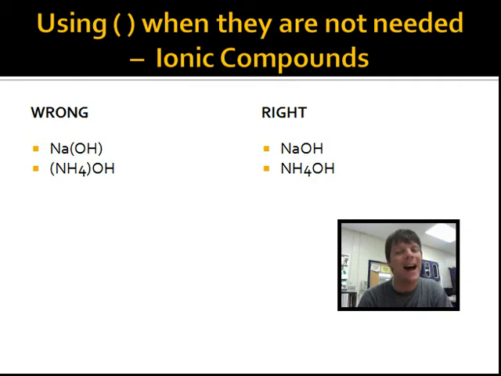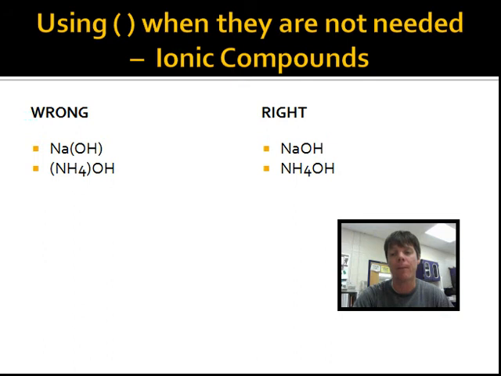It's important to not use parentheses if they're not needed. If you're only going to have one of a polyatomic ion, you should not use parentheses. For example, sodium hydroxide. Sodium is an alkali metal, has a +1 charge. Hydroxide has a -1 charge. This is an incorrect way of writing that formula. The correct way is without the parentheses. Again, we see another example here. Ammonium has a +1 charge. Hydroxide is -1. The correct way to write the formula is without parentheses. If you have only one of a polyatomic ion, you should not be putting parentheses around the formula for that polyatomic ion.